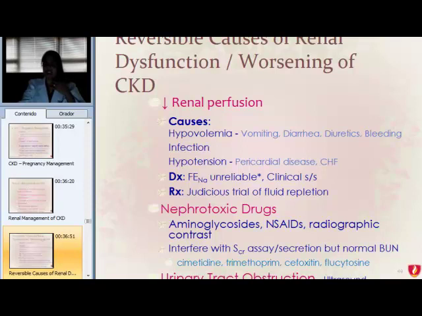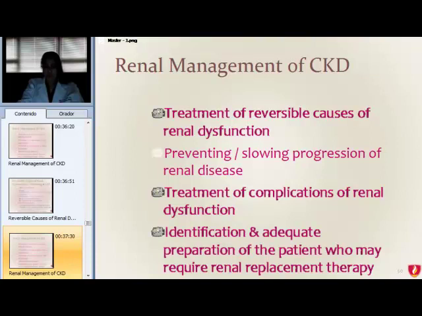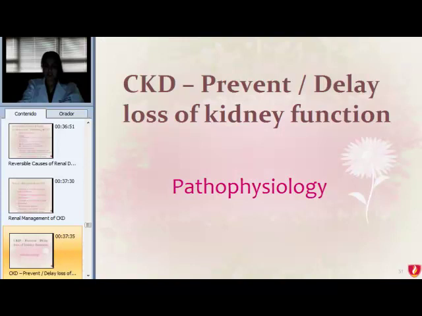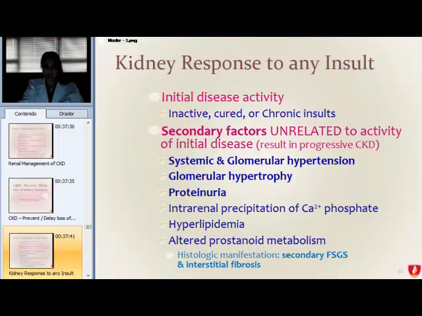Now, any patient who shows worsening of serum creatinine in pregnancy, we should first look for the reversible causes, like hypovolemia from vomiting or diarrhea. The diagnosis can be difficult because we cannot rely on fractional excretion of sodium. Patients with chronic kidney disease cannot reabsorb the sodium as patients with normal renal function. So in these patients, it's best to give a judicious trial of fluid repletion and see if that improves serum creatinine and urine output. Of course, we want to avoid nephrotoxic drugs and make sure there is no urinary tract obstruction.